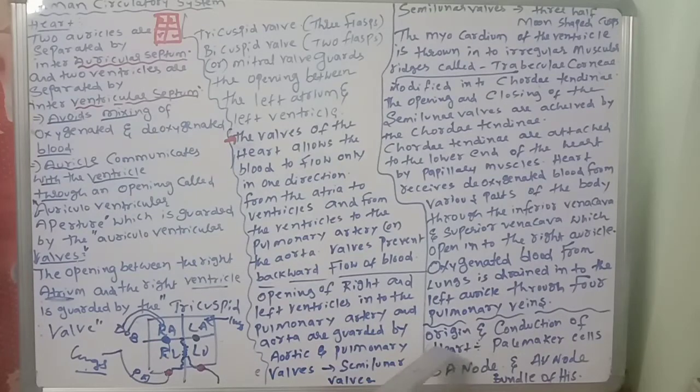The origin and conduction of the heartbeat are under control of, and performed by, pacemaker cells called the SA node and AV node, and the bundle of His and Purkinje fibers.